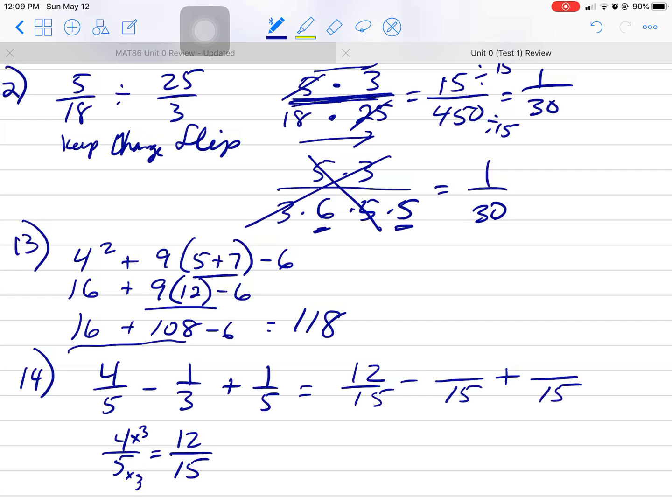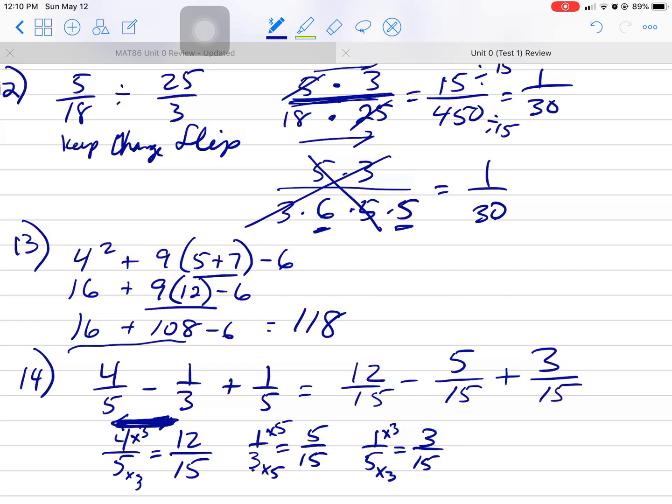Okay, so 1/3 needs to be turned into something with a 15 on the bottom. Well, 3 times 5 got me the 15. So to make an equivalent fraction, it's 1 times 5, which makes it 5/15. Okay? So they're not equivalent to each other. They're just being turned into fractions that have a 15 on the bottom. Okay? So then 1 over 5 equals something over 15. This was times 3 and this was times 3. So that's 3/15.